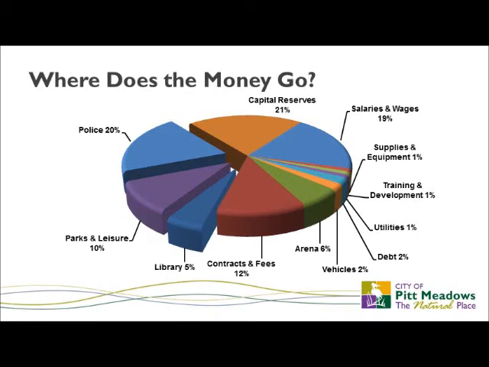This pie chart demonstrates how the money is spent. Cities are service providers, part of the service industry. In that vein, a significant cost are the people costs that deliver the service, 19% to pay them, 2% to equip and train them. Capital reserves account for 21% of the expenses, and our service delivery partners, police, parks and leisure, and library, make up the bulk of the costs at 35%, or over a third of the budget expenses.